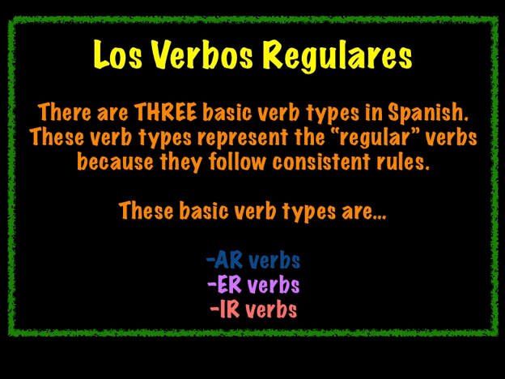Los verbos regulares. There are three basic verb types in Spanish. These verb types represent the regular verbs because they follow consistent rules. These basic verb types are AR verbs, ER verbs, and IR verbs.